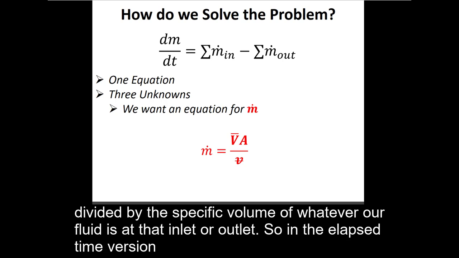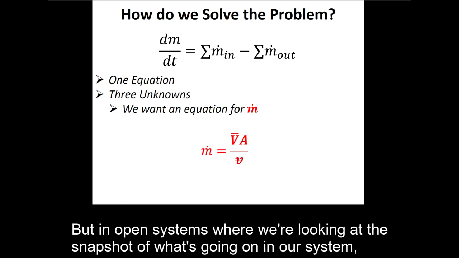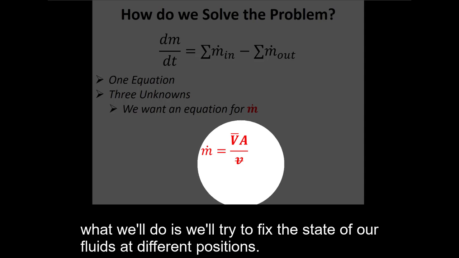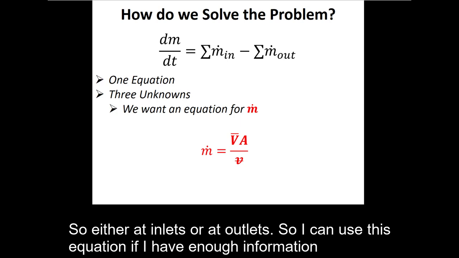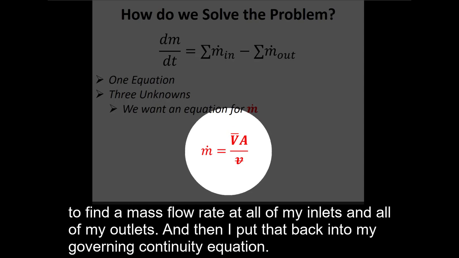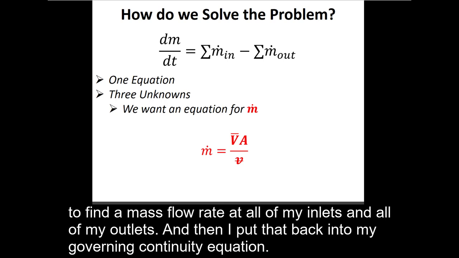So in the elapsed time version of the first law that we were using for closed systems, we would be fixing states at different times. But in open systems, where we're looking at a snapshot of what's going on in our system, what we'll do is we'll try to fix the state of our fluids at different positions. So either at inlets or at outlets. So I can use this equation if I have enough information to find the mass flow rate at all of my inlets and all of my outlets, and then I put that back into my governing continuity equation.